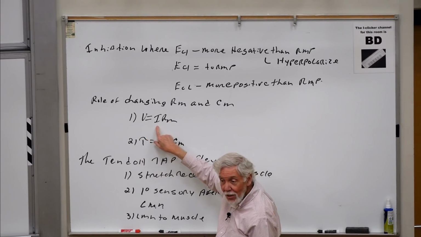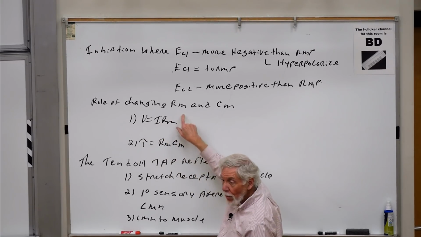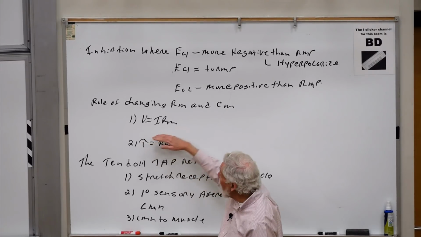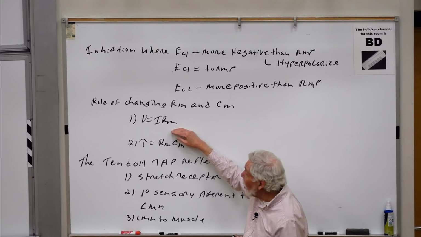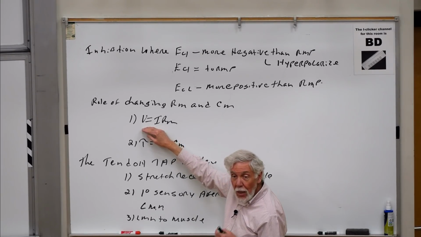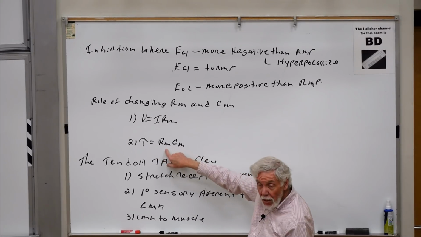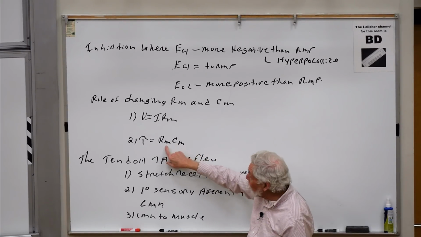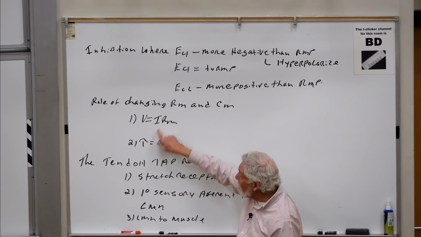It's a linear equation. So if R sub m goes up, this number doesn't change, the voltage goes up. If R sub m goes down and this number doesn't change, the voltage goes down. So now we can begin to see how making the membrane either leakier or less leaky through inhibition, we can regulate the amplitude of the EPSPs. And then there's another equation, tau equals R sub m C sub m. R sub m is the major player here because C sub m is fixed. It's always the same. So if R sub m goes down, tau gets shorter. If R sub m goes up, tau gets longer.